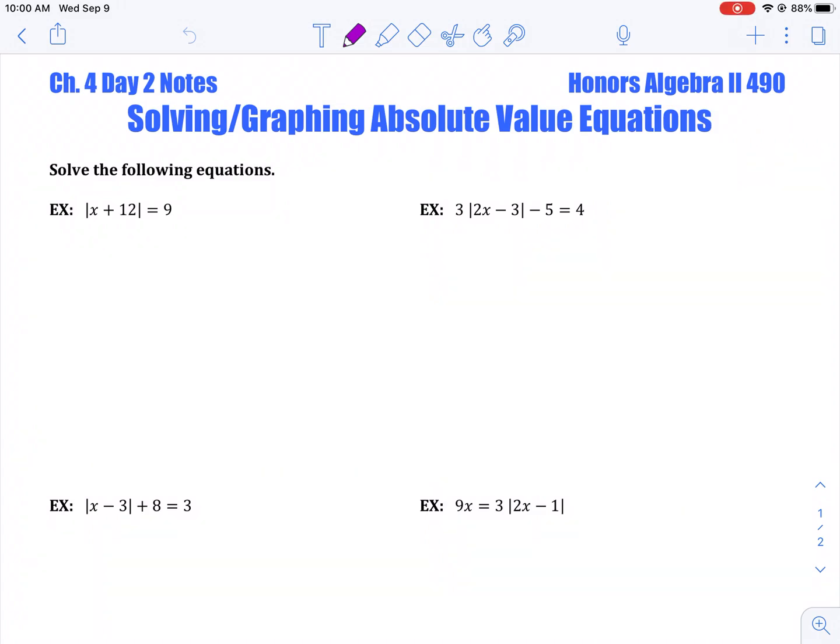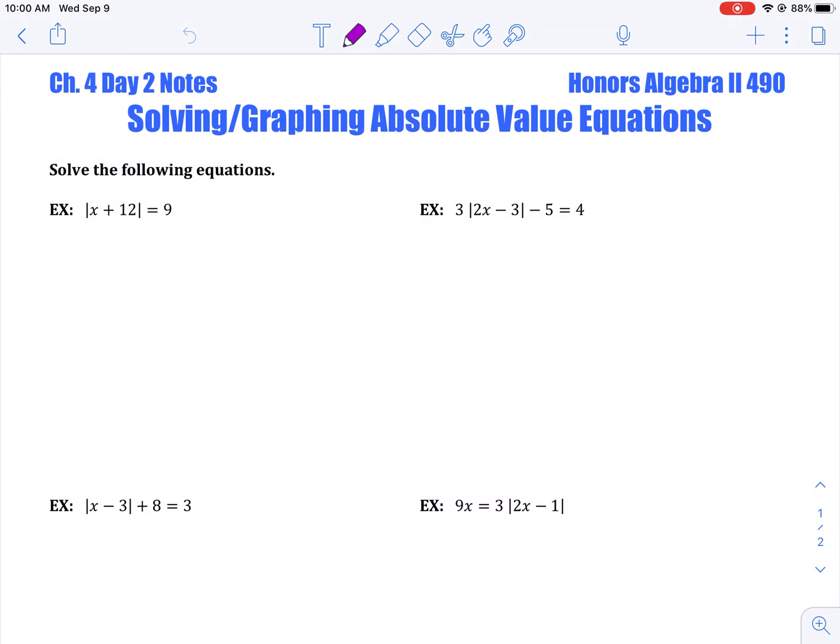Welcome to Chapter 4, Day 2, all about solving and graphing absolute value equations. So the biggest thing we do today is watch out that absolute values will always be positive, right? That's a known fact. However, what's inside an absolute value could be positive or negative. When you take the absolute value, then it's positive.